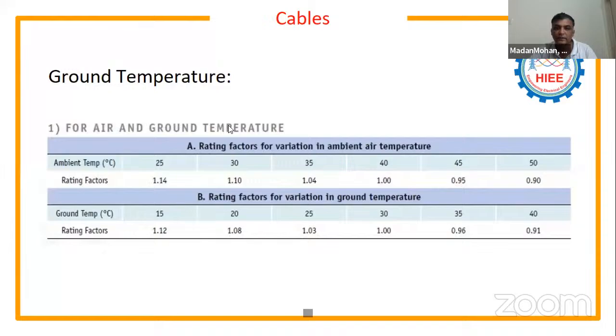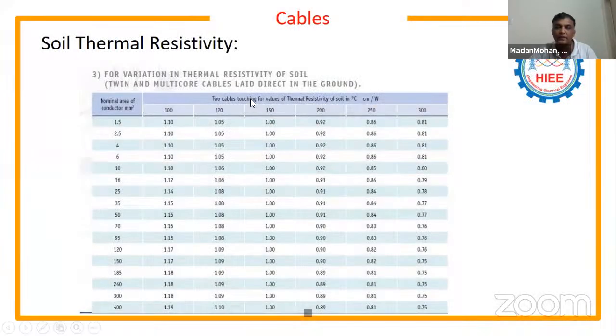The next is soil thermal resistivity. Generally, soil thermal resistivity is one parameter we consider, but in most cases it will be taken as 150, because there are no stringent, proper guidelines for this soil thermal resistivity. So that's the reason we take 150 degree centigrade centimeter per watt by default. This is soil thermal resistivity.